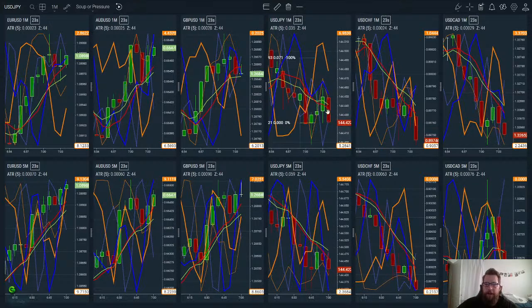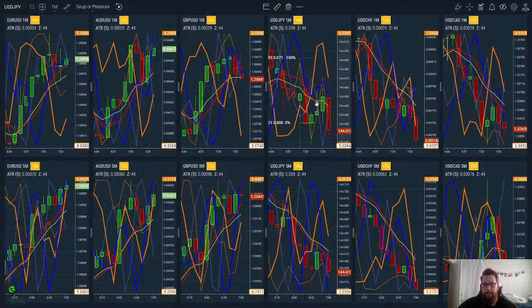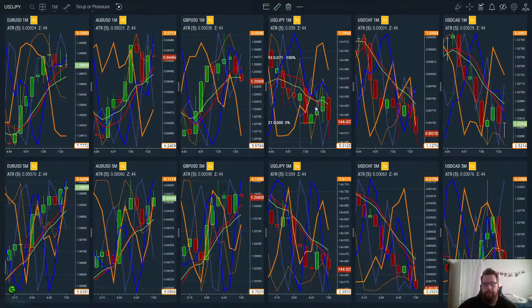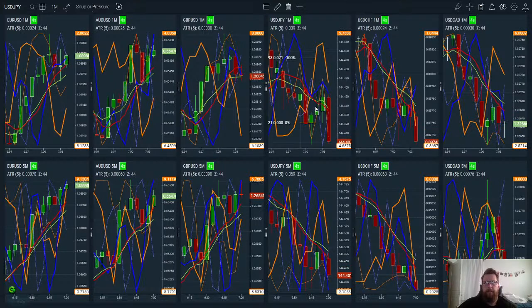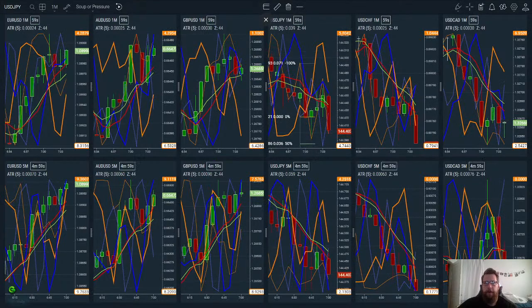Alright, if we get a nice red bar going back through here, that's a good indicator for us. These TNTs look really good. Both pressures are pointing down. This is looking good, so we're just about to take profit, about halfway there.